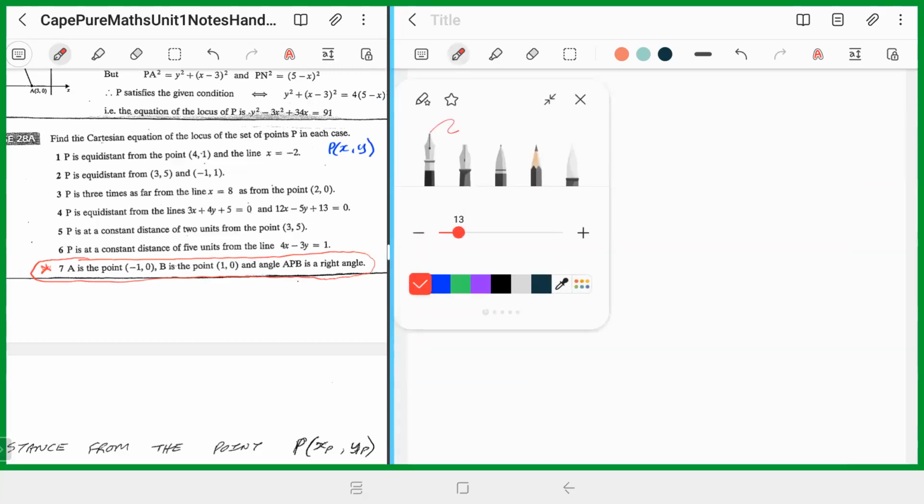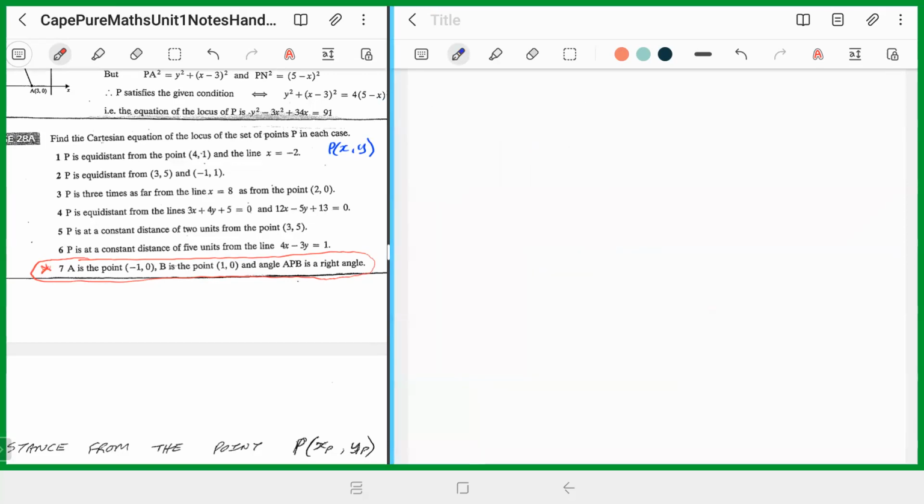So sketch it as they gave us. So it's like we have y-axis, x-axis. One point is negative 1, 0. Over here, this is A. Negative 1, 0, let's put it here. A is a point negative 1, 0. And B is 1, 0. Same distance over this side. 1, 0 over here. That is B.